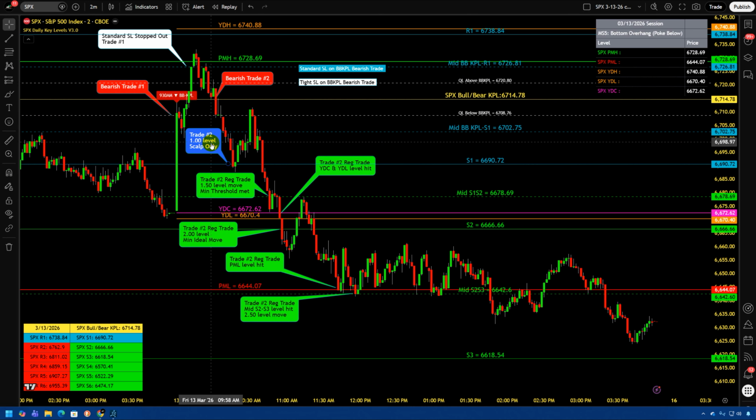And here we have on this particular 10:16 a.m. candle the scalp only exit if you're just doing a scalp only trade, which is a one level move in your favor. One level being one full level in our favor from the level the trade was taken off of, the BBKPL, to the next main key level, which is the S1 level.